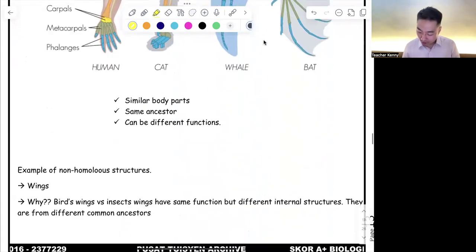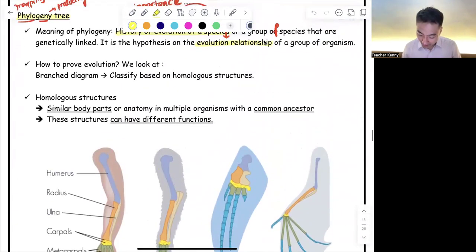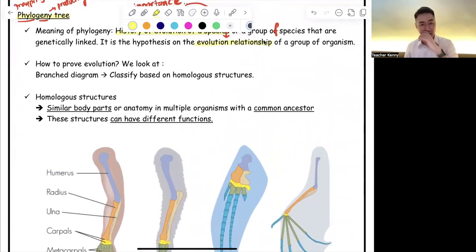Yeah. So how to prove evolution? Okay, we look at what we call the branch diagram. This is what we call a branch diagram. Now, how do we classify them? How do we group them? Mainly, we look at what we call homologous structure. Homologous means same, similar structures.